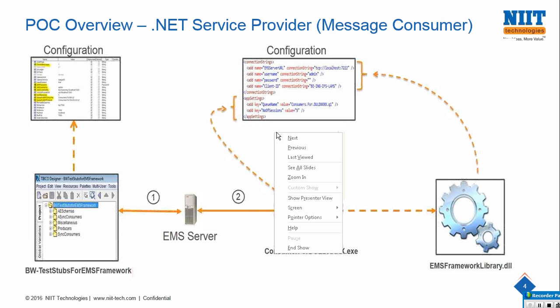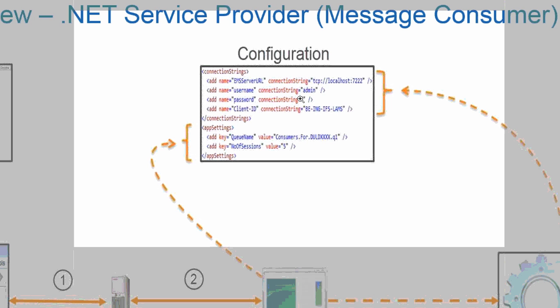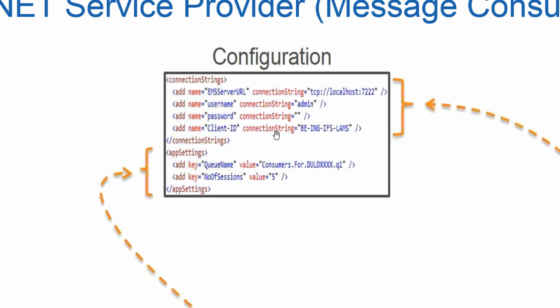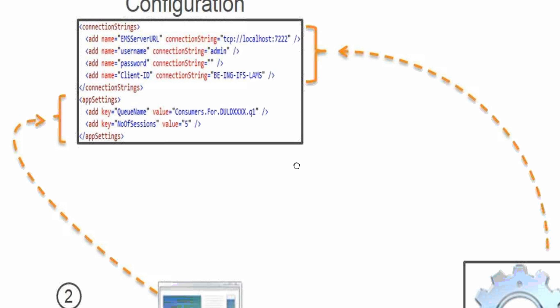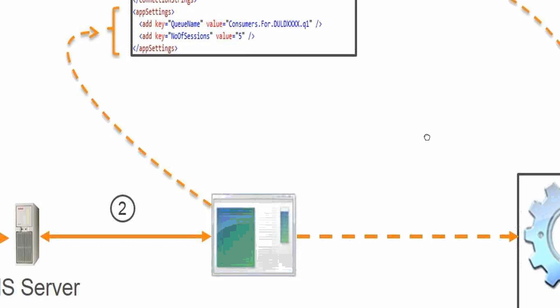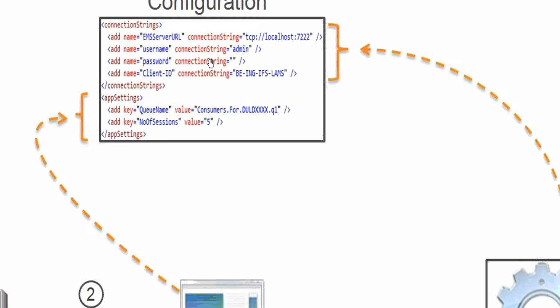So let's see what is here in the configuration. These four parameters are meant for the library, which means server URL, username, password, and the client ID. It can be optional also, in some scenarios you can have a null client ID, but just for ease of administration of EMS server queues and connections, we tend to use client ID also.